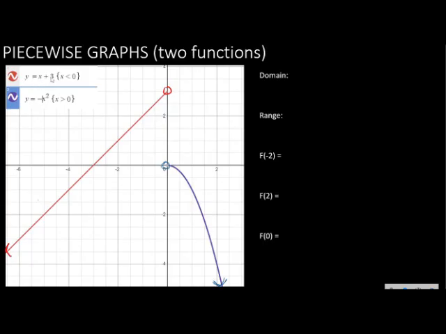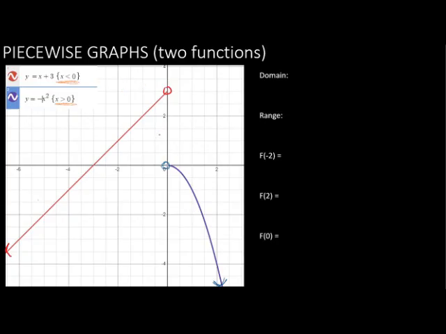Y equals x plus 3 is the red piece, and this red piece is for any x's that are less than 0, as indicated by these symbols inside of the curly braces. After 0, we switch to the blue piece, which is for all x's greater than 0, and the graph that we use for the blue piece is negative x squared. So at 0, we are switching graphs.